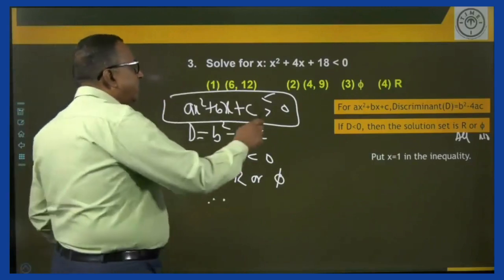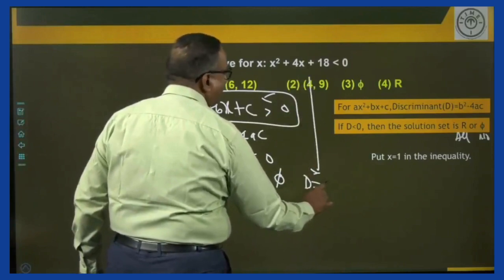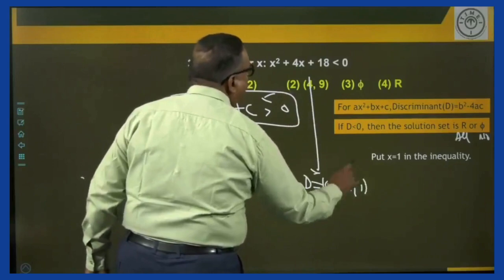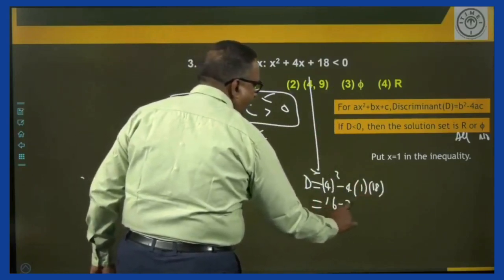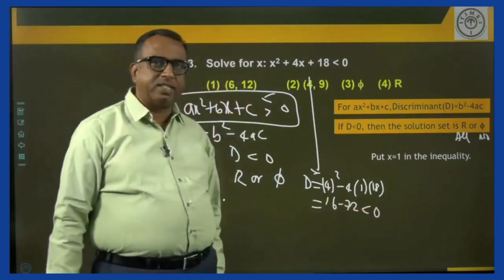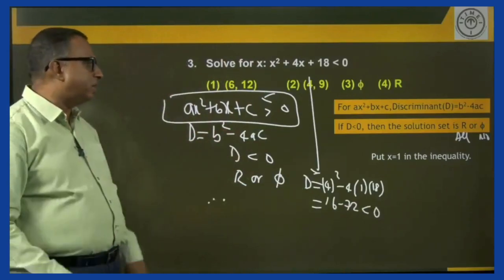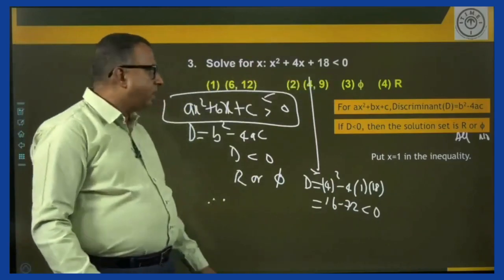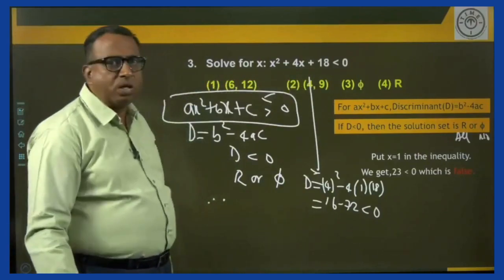What is the discriminant in this case? b square, that is 4 square, minus 4 into 1 into 18. That is 16 minus 72, definitely less than 0. 16 minus 72 is less than 0. Discriminant is less than 0. Therefore, either all numbers will work or no number will work. Put x equal to 1. If you put x equal to 1, what is happening? 1 plus 4 plus 18, that is 23. Is 23 less than 0?